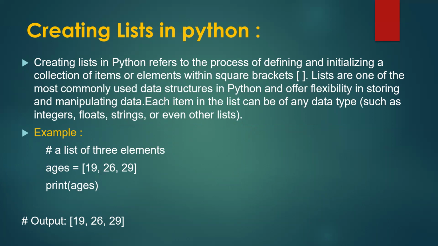Next is creating list in Python. It refers to the process of defining a collection of items or elements within square brackets. Lists are one of the most commonly used data structures in Python and offer flexibility in storing and managing data. Each item in the list can be of any data type, such as integers and strings, or even other lists. Example: ages equals 19, 20, 19, 26, 20. Print ages, output is 19, 20, 19, 26, 20.